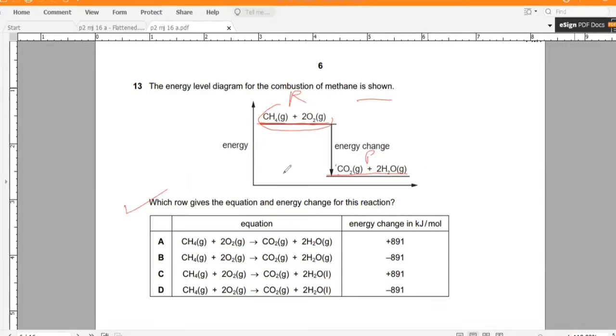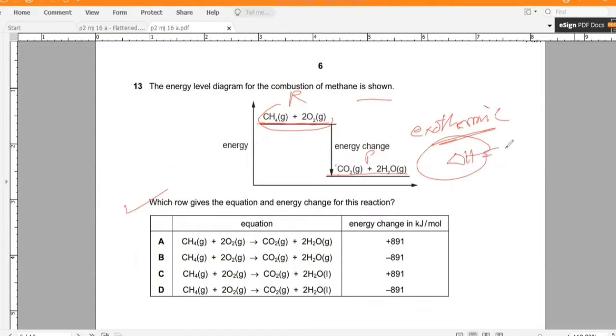So remember, this graph says it is an exothermic reaction. Why? Because in an exothermic reaction, heat energy is released, more heat is released. So delta H is always negative. Remember, in this graph the product has less energy than the reactant. Look at the level of energy in the graph: the product has less and the reactant has more. That means it is an exothermic reaction. So for an exothermic reaction, the energy change is always negative. So omit the positive ones, these two options are actually wrong.